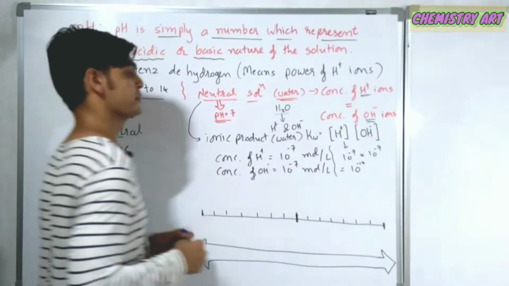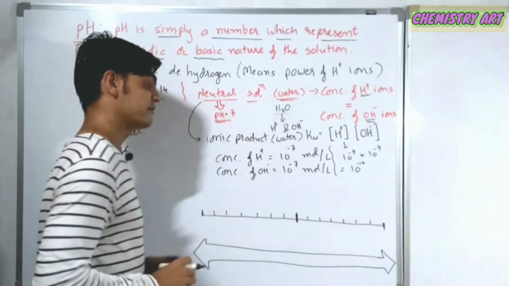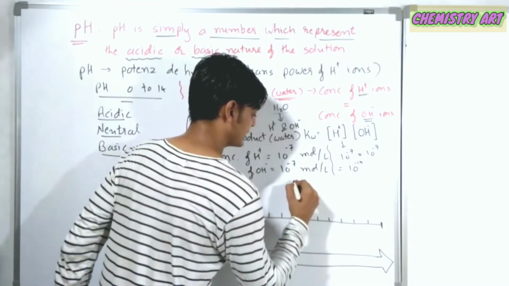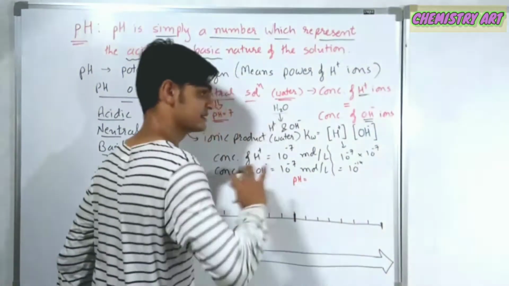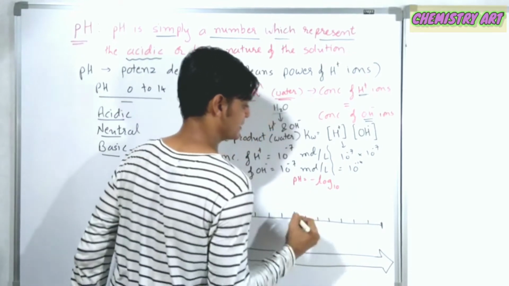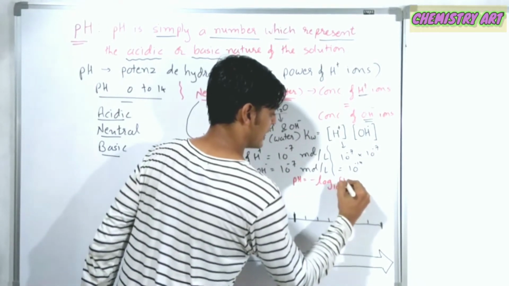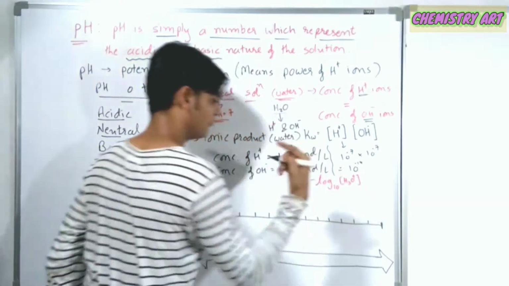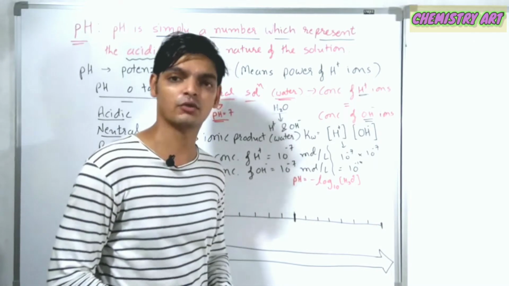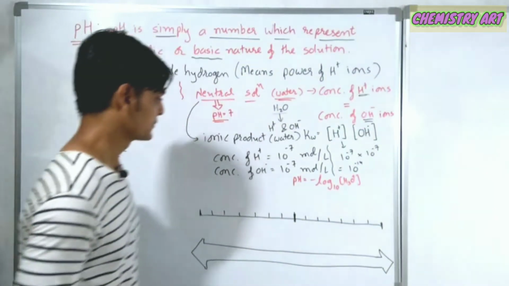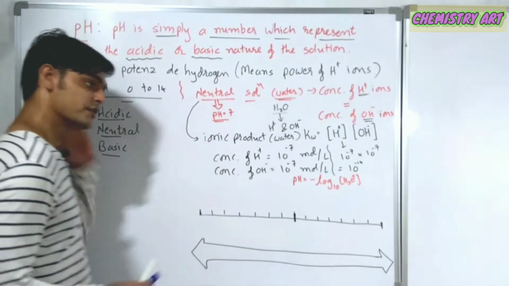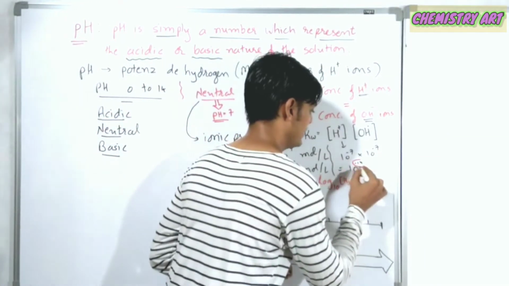Okay, and the formula of pH. What is the formula of pH? For your information, in 10th standard they generally don't ask this, but the formula of pH we can write: pH is equal to minus log base 10 of the concentration of H3O plus. And what is H3O plus? Generally, when H plus is released, it forms H3O plus in the water. Clear?